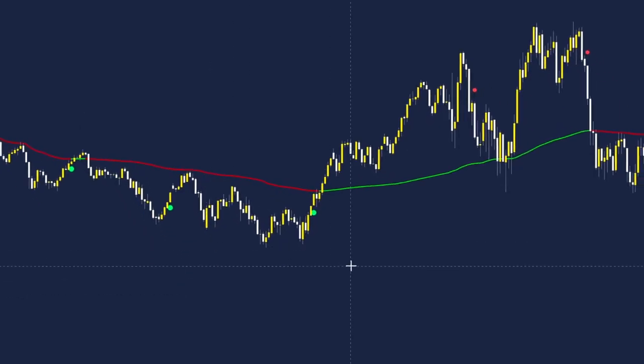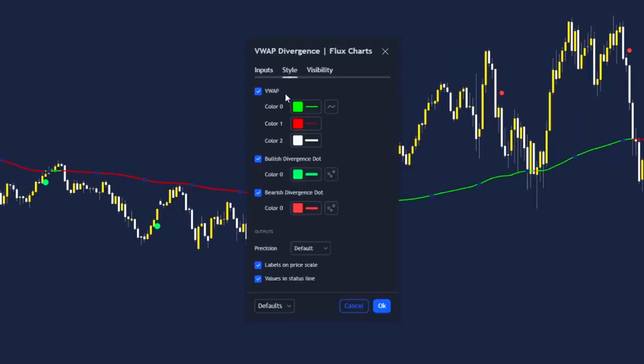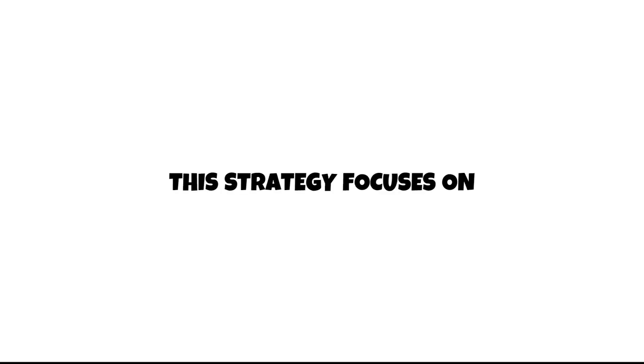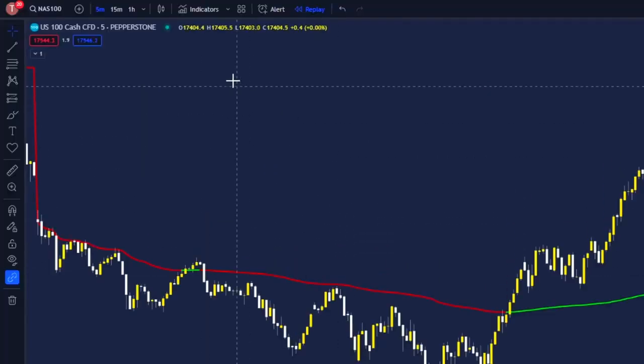Once added to the chart, double click to enter its settings, open the Style tab, and let's remove both divergence dots from the indicator. This is an awesome feature, but this strategy focuses on a different method for entry. Next, let's open the indicator tab again.